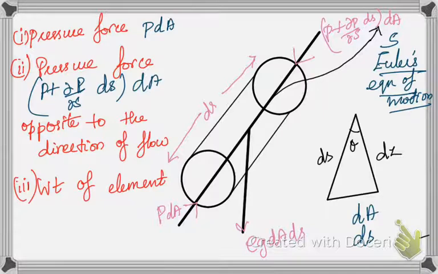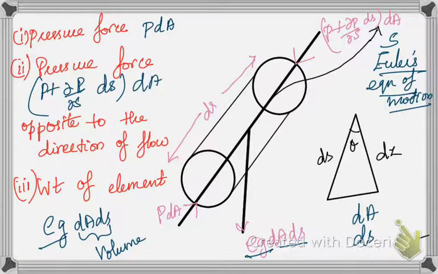And the third one is going to be the weight of the element. Generally the weight of the element will be acting in the downward direction, which is rho g into volume. So rho g into dA into ds, where dA into ds is the volume and rho g is the specific weight. So we have taken these three things into consideration. Then we are going to take this angle to be theta. Theta is the angle between the direction of the flow and the line of action of the weight of the element.